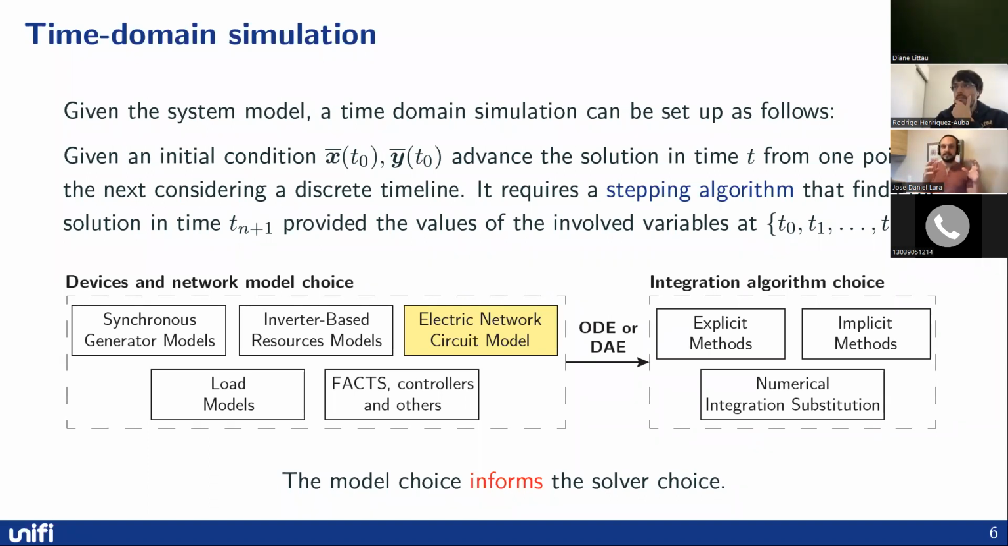So in a sense, the modeling choices that we make about F and G inform the solution technique that actually allows us to find a valid result for that system and the integration choice. And in turn, the integration algorithm requirements inform the computational requirements for that practical application.